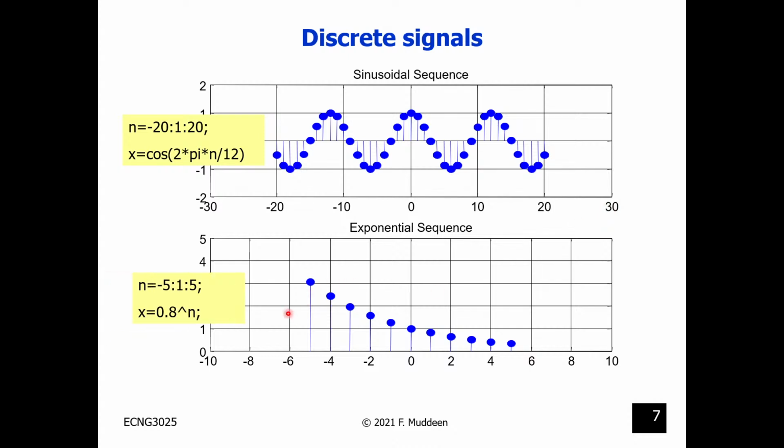Similarly, if we do this for an exponentially decaying wave, the same effect occurs, where we can see the samples represented accordingly, where the x-axis gives us n, and the y-axis gives us the magnitude of our x signal.